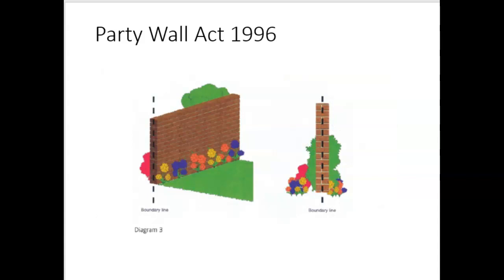Then we have got a party fence wall. So this is this diagram here, and it's where it's not part of a building, but it stands astride a boundary line between two different owners. So it's slightly different, a garden wall, for want of a better word.